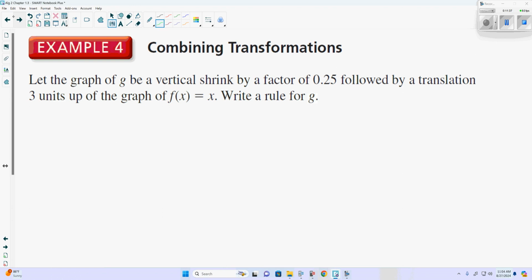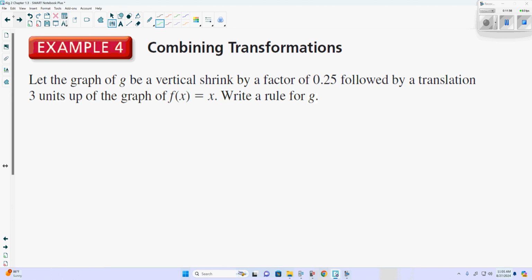Combining transformations. So when we do these here, we're going to be doing more than one transformation to a function at a time. Now, it seems like this is going to be a lot harder than what we're doing. All we're doing is pretty much what we've been doing, just applying it more than once.